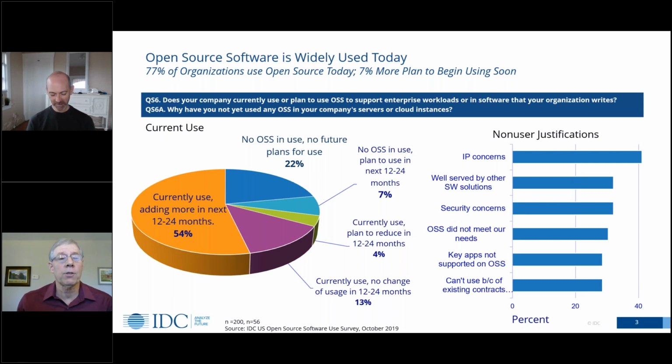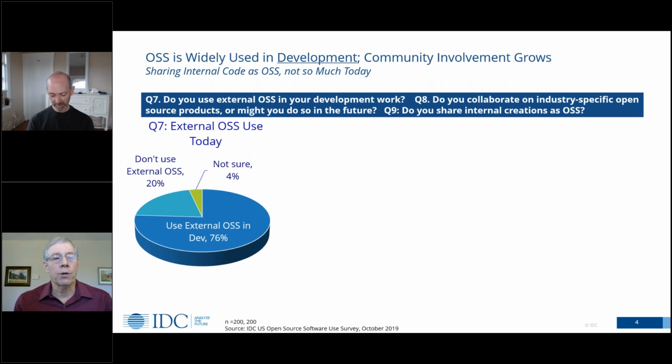So let's look specifically at open source software in terms of using it in a development scenario. There are three pie charts I'm going to present here. The first one asks whether you use externally created open source software today as part of your development activities. That could be using open source development tools, or using open source components to integrate into applications you build. Not surprisingly, it's very pervasive. 76% of the folks that we interviewed said that they do use external open source software in their development activities today. 20% say they don't use it, and a small portion, 4%, are not sure.